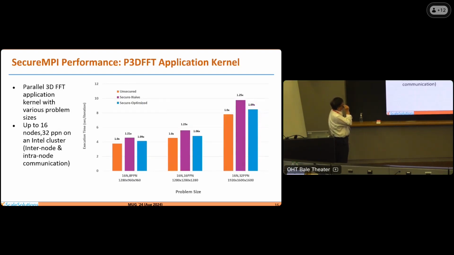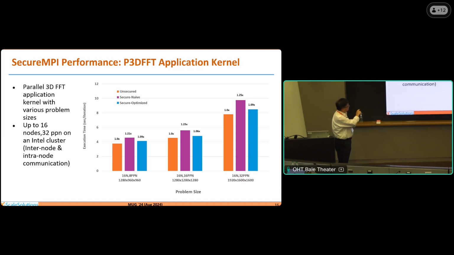And this one is again showing one of the application kernels, which is P3DFFT, again on the CPU-only ones. And as you can see, whatever we're showing on the micro-benchmark, the end application actually gets the benefit from. And here the application is actually showing this because it is using all-to-all, okay?